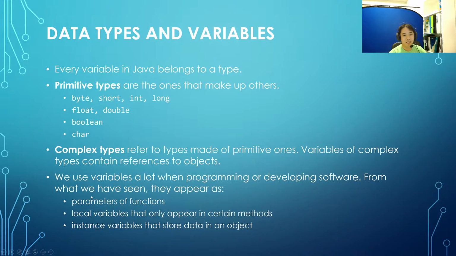A lot of times we have seen variables a lot when programming or developing software. We see them appear as parameters of functions. Variables that only appear in certain methods, we call them local variables because they're local to the method itself. That is actually used in C a lot as well. We also have instance variables that belong to an object that stores them.